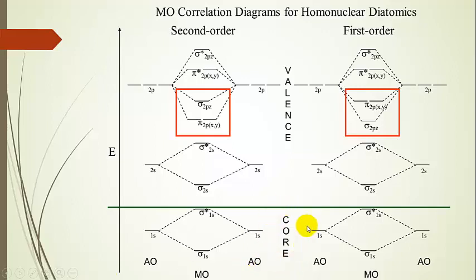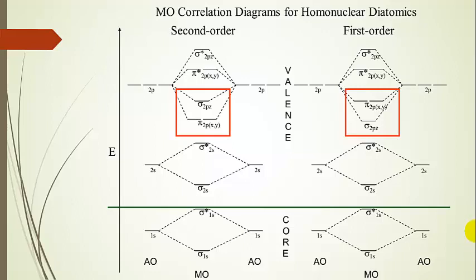Now, notice that it says core down here. So for second period elements, the 1s electrons would be core electrons. And usually when we're talking about MO and correlation diagrams for second period diatomics, we tend to ignore that core electron part of the diagram. Sometimes it's there, sometimes it isn't, so you do have to look. But most of the time we're going to ignore it.